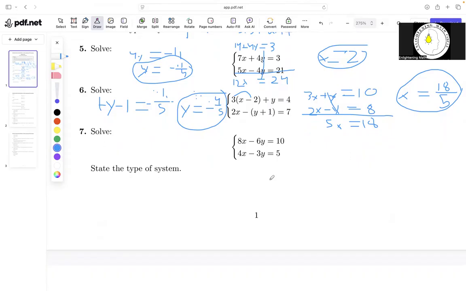Now, once again, from this one, we honestly don't even have to solve. We can see a pattern here. We have 8x and negative 6y and 4x and negative 3y. So we can see that once we multiply this bottom equation by 2, all the variable values will cancel out, and once again, we just get no solution or inconsistent.